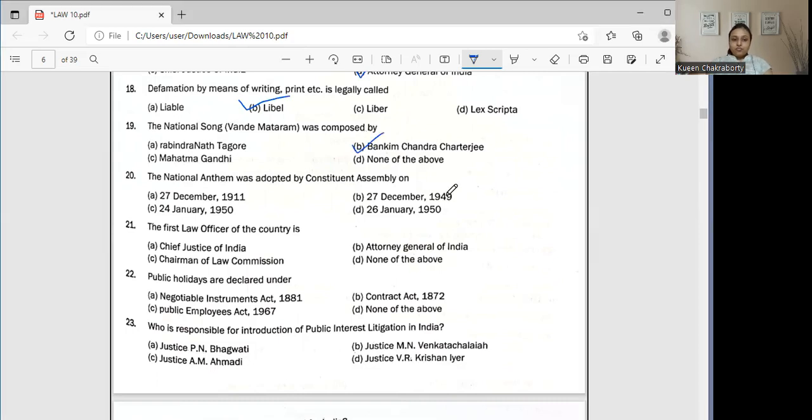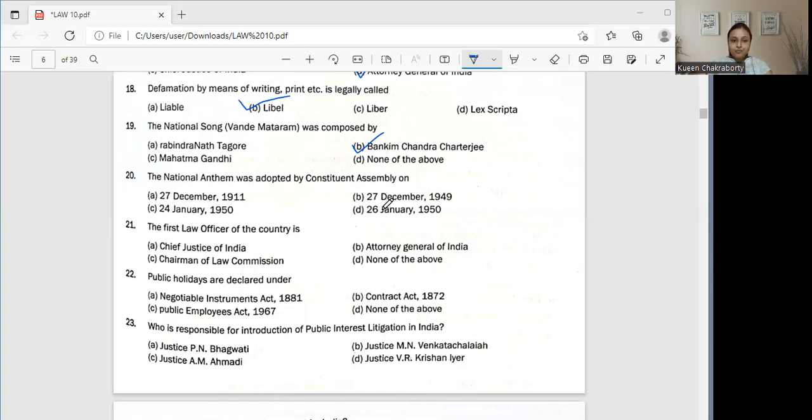Moving to question number 20. The national anthem was adopted by the Constituent Assembly on option A, 27th of December 1911, option B, 27th of December 1949, option C, 24th January 1950, or option D, 26th of January 1950. So here the correct answer is option C, 24th of January 1950. So we will mark this.